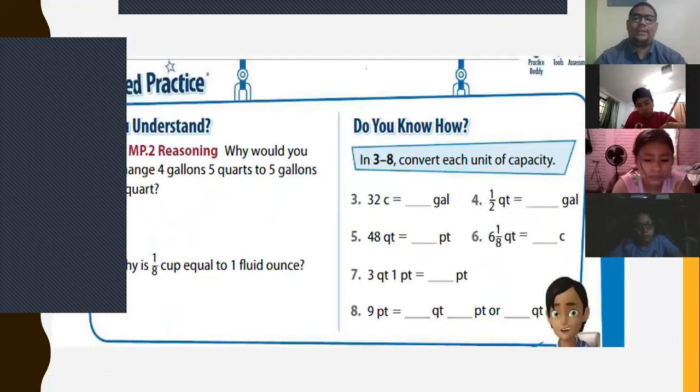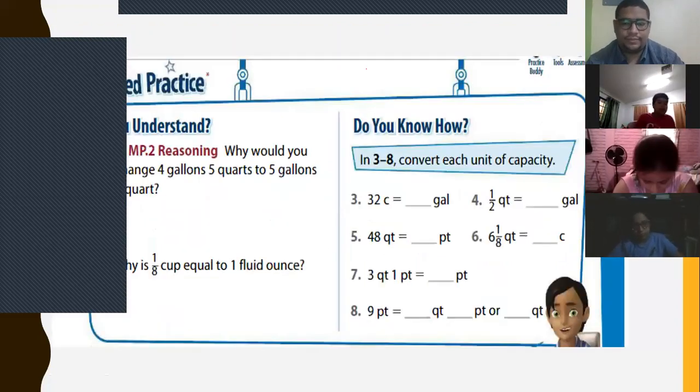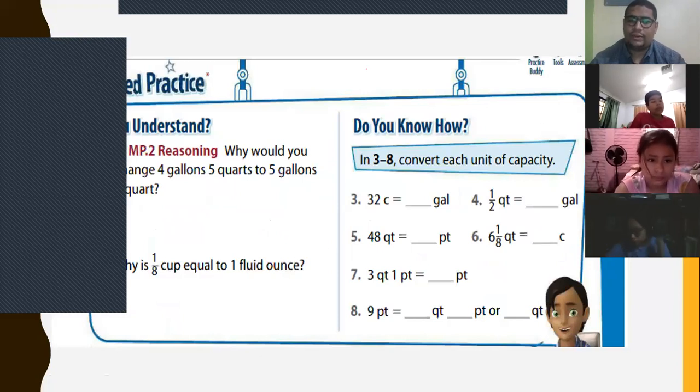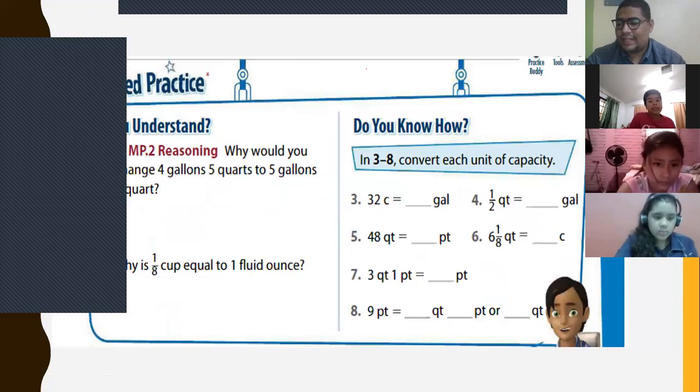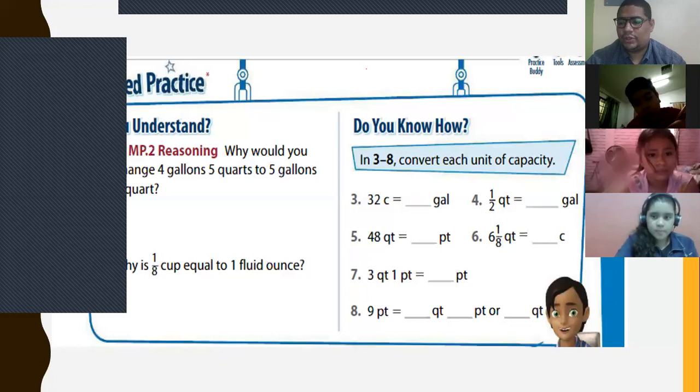Okay, number 3. What do you have to do with number 3, guys? How many cups do we need to have 1 gallon, guys? 16. Right? So if you have 32 cups, how many gallons do you have? 2.